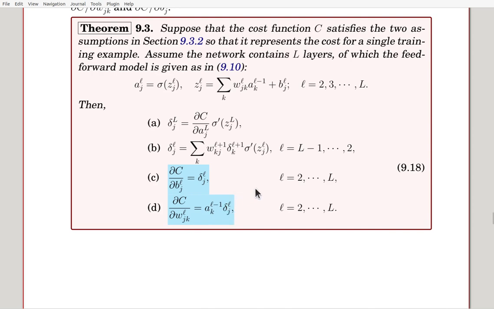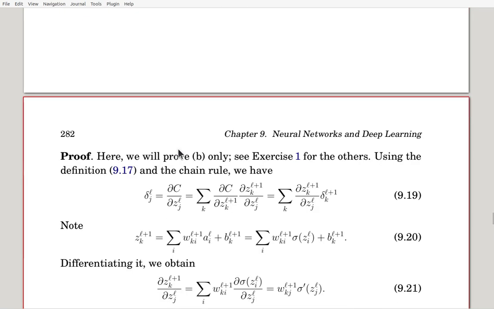It can be easily proved, and we will consider only this one in the proof; the others are not so difficult. This one is in fact the most difficult one. So we will try to prove B only, and you can do the others yourself. Exercise 1 requires you to prove the others.